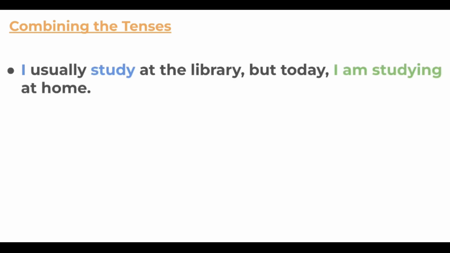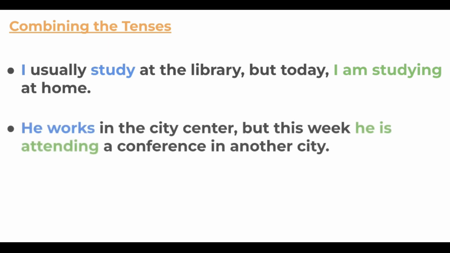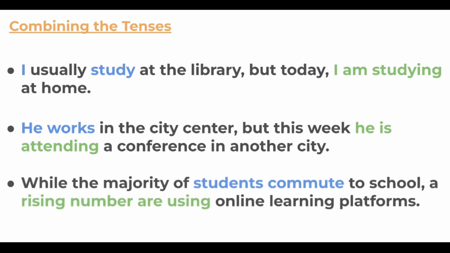You could say something like, I usually study at the library, but today I am studying at home. So the blue is showing the present simple, the green is showing the present continuous. He works in the city centre, but this week he is attending a conference in another city. So the first part of these sentences is something that you usually do, a sort of habit. And then the second one is perhaps something, however, that you're doing right now that's maybe a bit different from the usual routine. While the majority of students commute to school, a rising number are using online learning platforms.